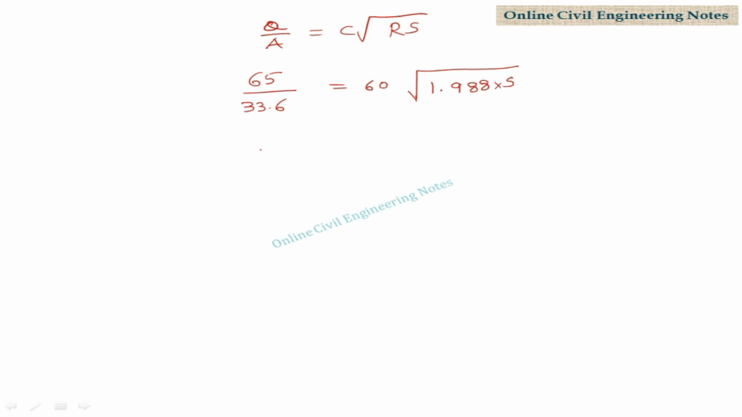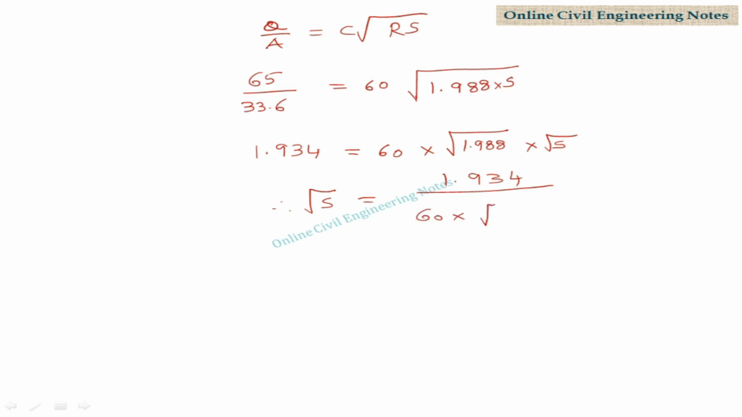65 by 33.6 is 1.934, which is equal to 60 into root 1.988 into root S. Root S is equal to 1.934 divided by 60 into root of 1.988. Root S value is 0.02286.